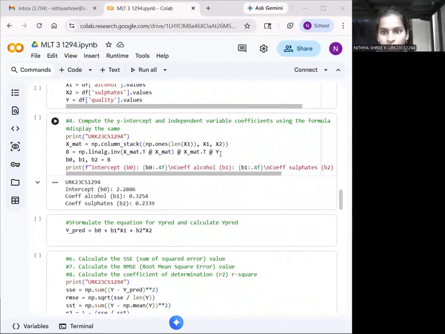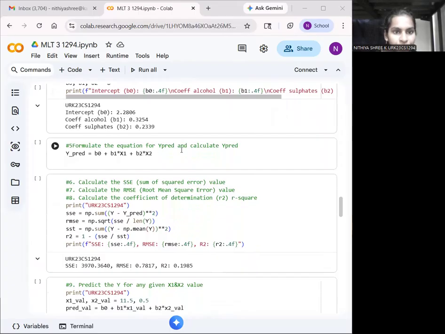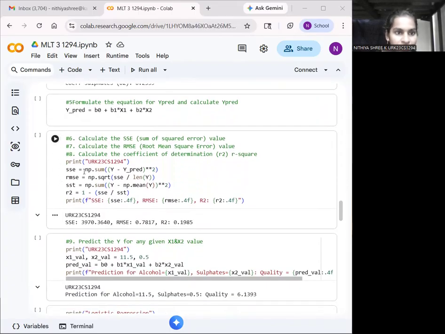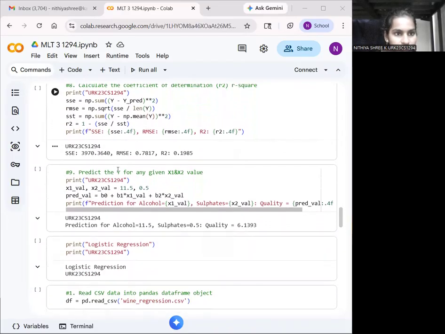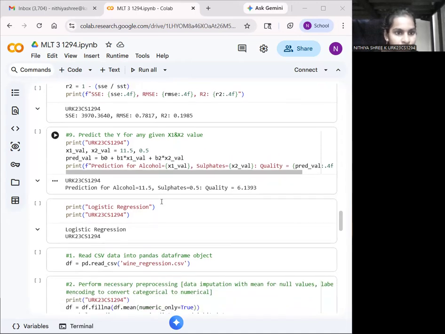Compute the y-intercept and the independent variable coefficients using the formula used to calculate coefficients, column by column, B naught and B1. Formulate the equation for y pred and calculate y pred. To calculate SSE, we are using the formula of sum of squared error. Predict the y for any given x1 and x2. The predicted value equals b0 plus b1 star x1 value plus b2 into x2 value.